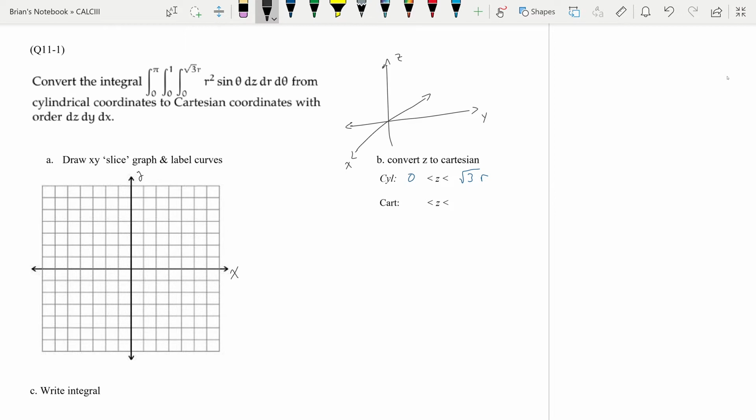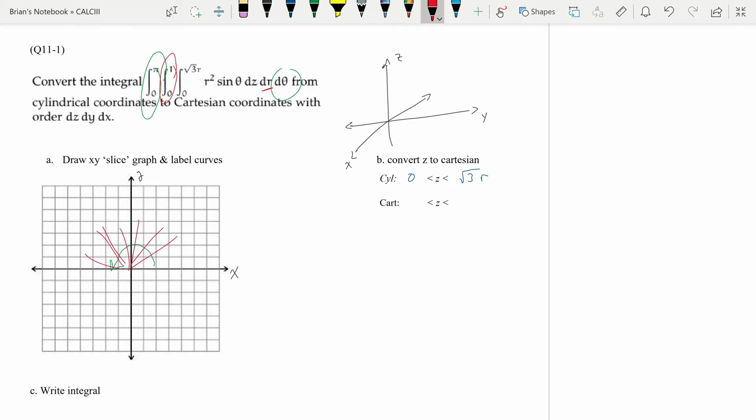Okay, so drawing the XY slice graph and labeling the curves. Let's start from the outside in, like we would drawing these. Theta goes from 0 to pi, which in degree talk is 0 to 180 degrees. So we're moving like that, right? 0 to 180 degrees. And through that whole sweeping motion, our radius is covering from 0 to 1. So our radius is 0 to 1 all the way through.